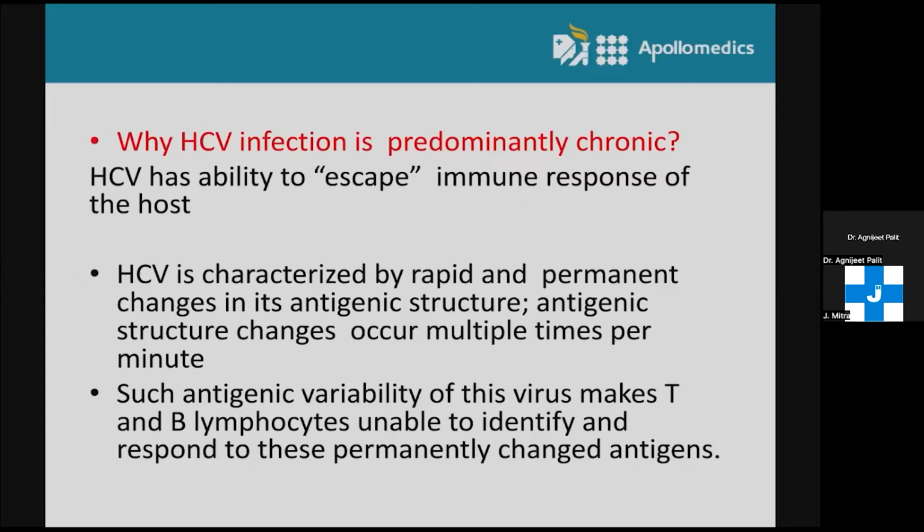But as it is highly antigenically variable, that is why it is difficult for the body to mount an effective immune response. Also, the RNA polymerase, which is responsible for the RNA replication, lacks the proofreading mechanism. That is why there is generation of multiple mutants, and the replication without any proofreading mechanism makes it more liable to generate a number of quasi-species.